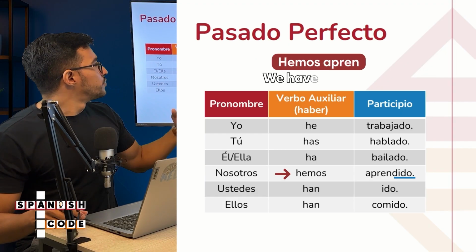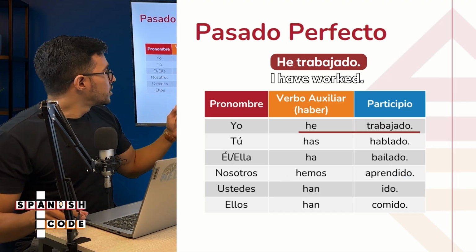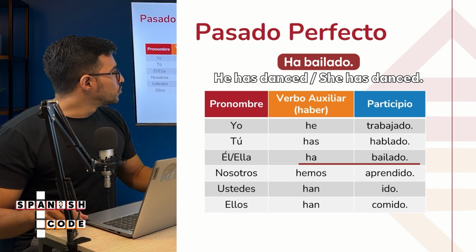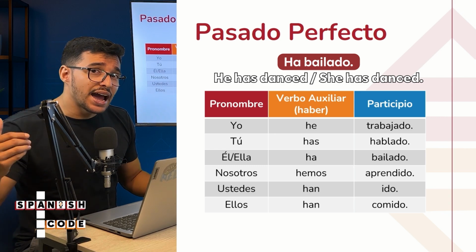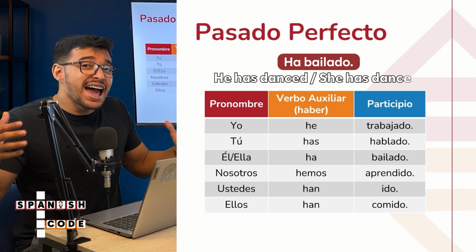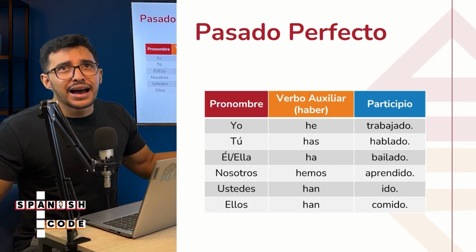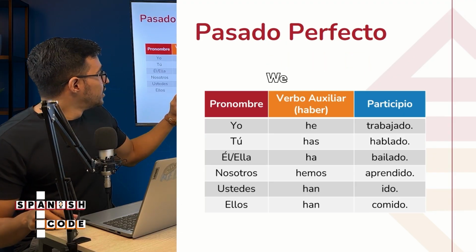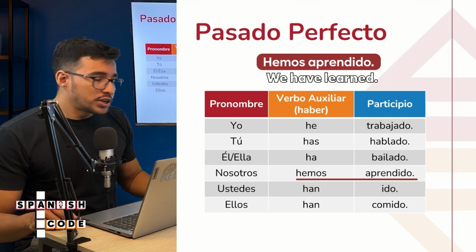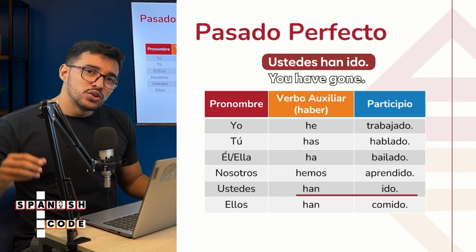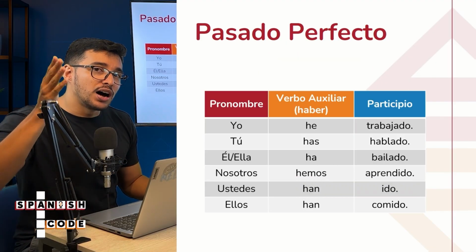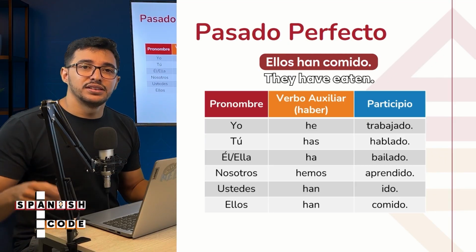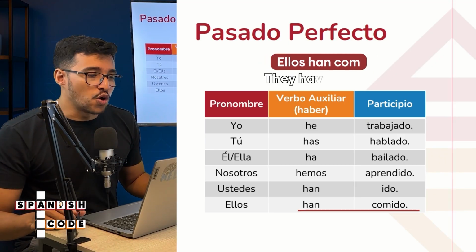And let's go through all of them. He trabajado, I have worked. Has hablado, you have spoken. Ha bailado, he has or she has danced. Also, it has. If you want to say, it's been nice. Ha sido bueno, ha sido agradable. Hemos aprendido, we have learned. Han ido, you guys have gone. And they have eaten. Ellos han comido.